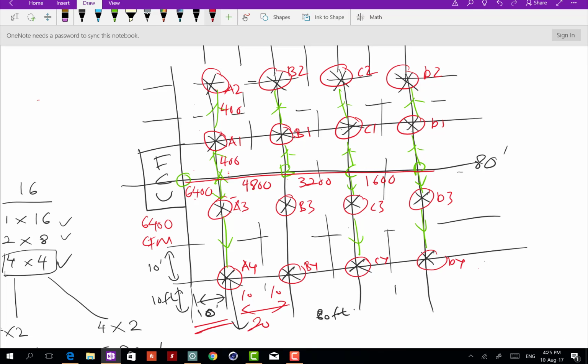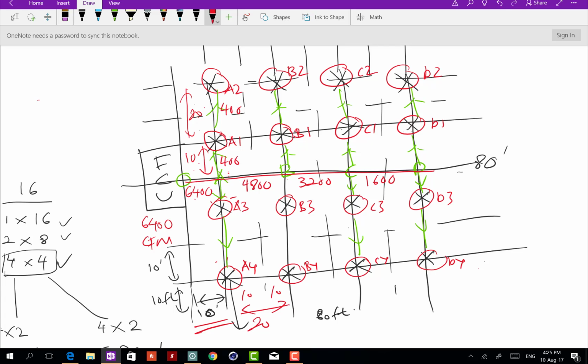Okay, the length for the branch ducting from A to A1 is only 10 feet, but from A1 to A2 is 20 feet. So the total length for each of the sections A1, A2, A3 and A4 is 10 plus 20 plus 10 plus 20. Total is 60. And then we have 4 sections, so 60 multiplied by 4, we have 240.